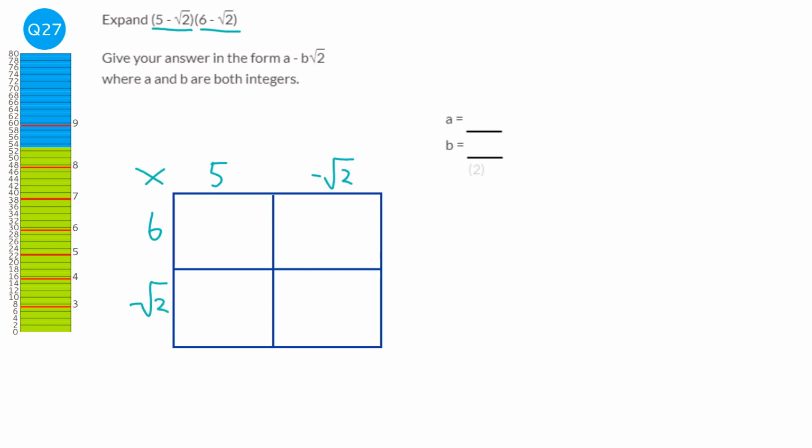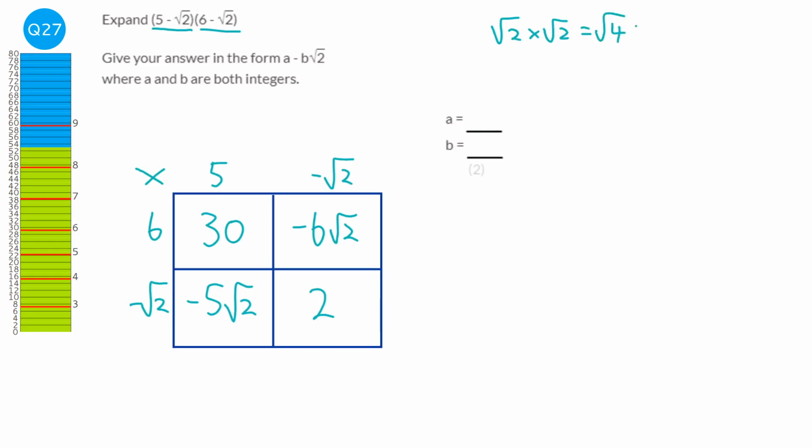And we just multiply them out, so 6 times 5 is 30. 6 times minus root 2 is just going to be minus 6 root 2. 5 times minus root 2 is just going to be minus 5 root 2. And now we've got two minuses, which will make a plus, and root 2 times root 2 is just 2, because you can multiply the surds together, so that would be root 4, and root 4 is just 2.